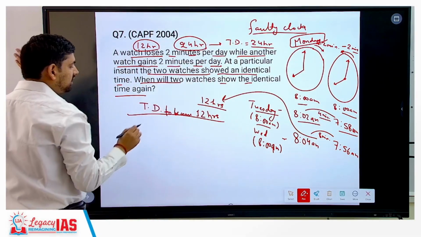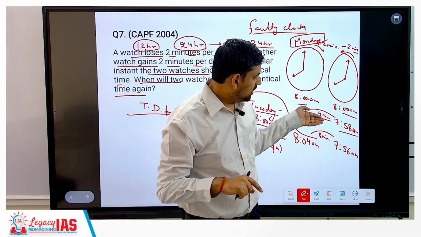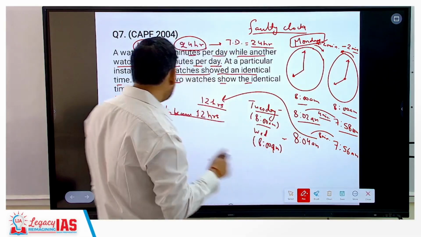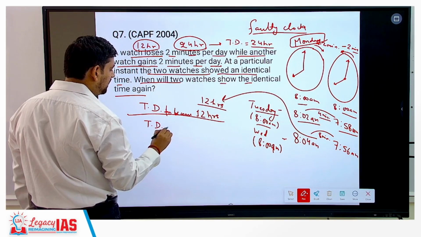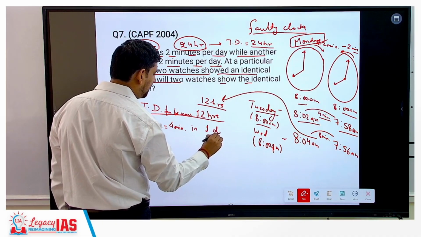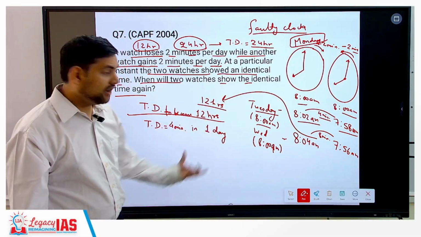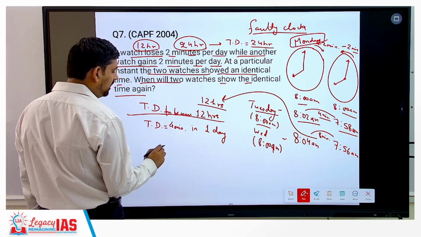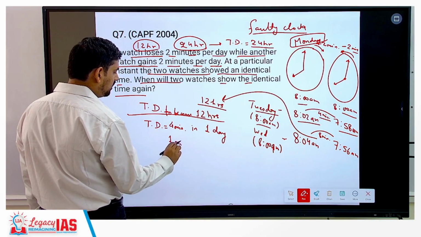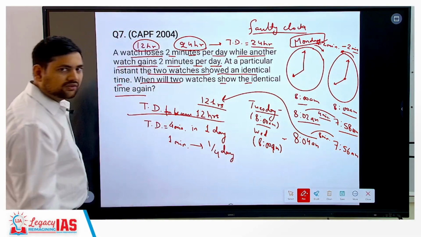Now see. What is the time difference that we get in one day? In one day, the time difference becomes 4 minutes. In the next day also 4 minutes and 8 minutes. So basically, difference becomes 4 minutes every day. So 4-minute time difference you get in one day, but you want time difference of what? 12 hours. So 12 hours time difference in how many days you will get? So 4-minute time difference in one day, or 1 minute time difference in 1/4 day. So in 1/4 day you get 1 minute time difference.